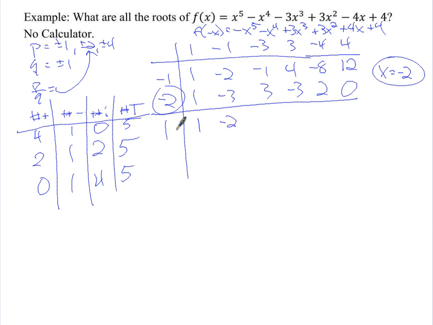Negative 2. It's 1 times 1 plus negative 3, negative 2. Negative 2 times 1 is negative 2 plus 3 is 1. 1 times 1 is 1 plus negative 3 is negative 2 times 1 is negative 2 plus 2 is 0. So 1 works. X equals 1 is a root.